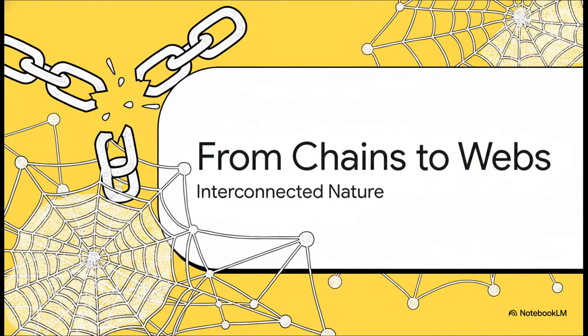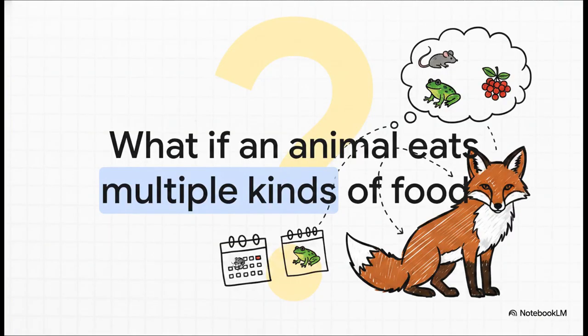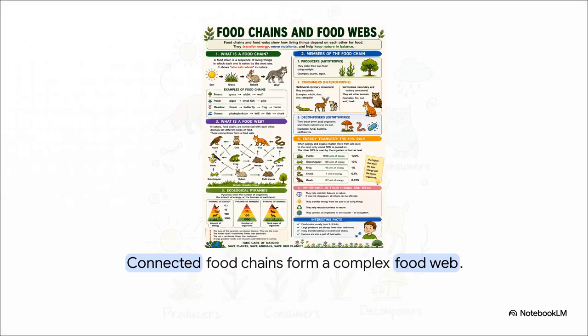All right, Section 3. From chains to webs. So far, we've been talking in straight lines, but let's be real. Nature isn't just a straight line, is it? Think about this for a second. What happens when an animal eats more than one kind of food? Take a fox. A fox isn't just eating one specific thing every single day. It might catch a mouse on Monday and then a frog on Tuesday. So how exactly do we draw that? Well, when animals have diverse diets, those simple straight food chains start to connect and cross over each other. It gets tangled.